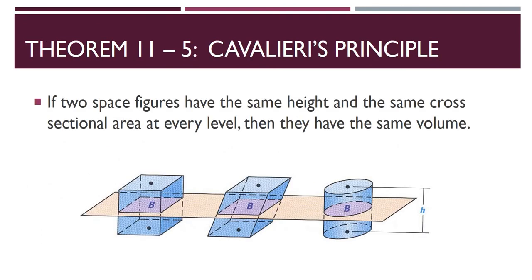The first theorem we're going to look at is Cavalieri's principle. He says that if two space figures have the same height and the same cross-sectional area at every level, then they have the same volume. So if this prism, which is a square prism, and this prism, which is also a square prism, but you can see that it's been slanted, and if this circular prism or cylinder has the same area, if capital B, the area of the cross-section, is equal on all three of these, and if their heights are the same, then their volumes are the same.